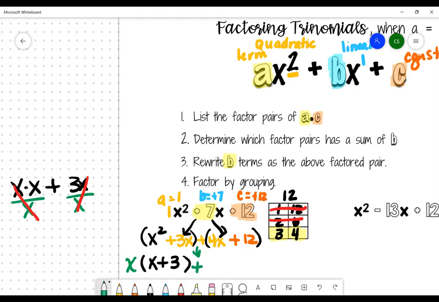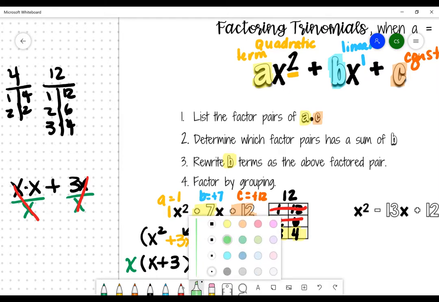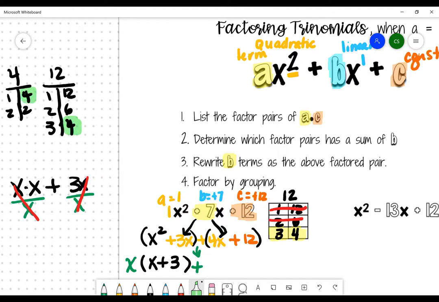Now I need to find my greatest common factor between 4x and 12. My greatest common factor between those numbers is 4, just 4. So I can factor out 4. Well, when I factor out 4 from 4x plus 12, what do I get? x plus 3.